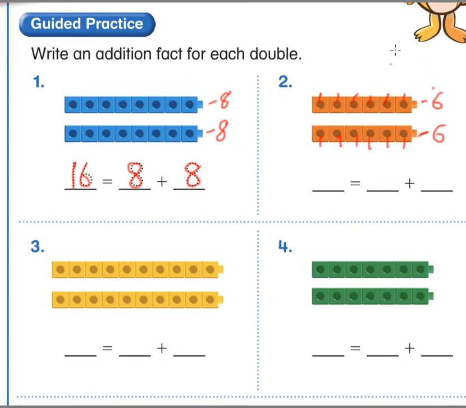What is 6 plus 6? 6 plus 6 is 12. And what did we use to make 12? We used double sixes, right? Or we could say 6 plus 6. All right, try number 3 and 4 on your own. I'll give you a minute.